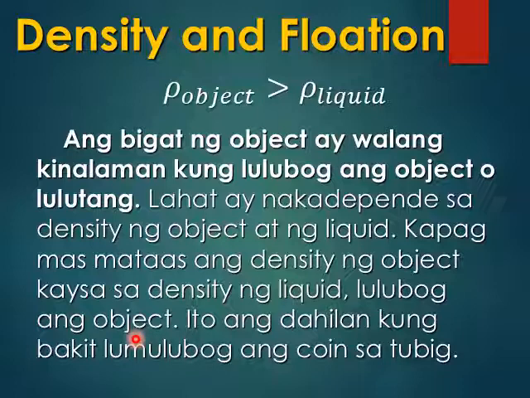For example, you have a metal ball, and the density of your metal ball is 3,000 kilograms per cubic meter. That is higher than the density of water. Water, for example fresh water, has a density of 1,000 kilograms per cubic meter. Since the density of the metal ball, which is 3,000, is higher, obviously the metal ball will sink in water.